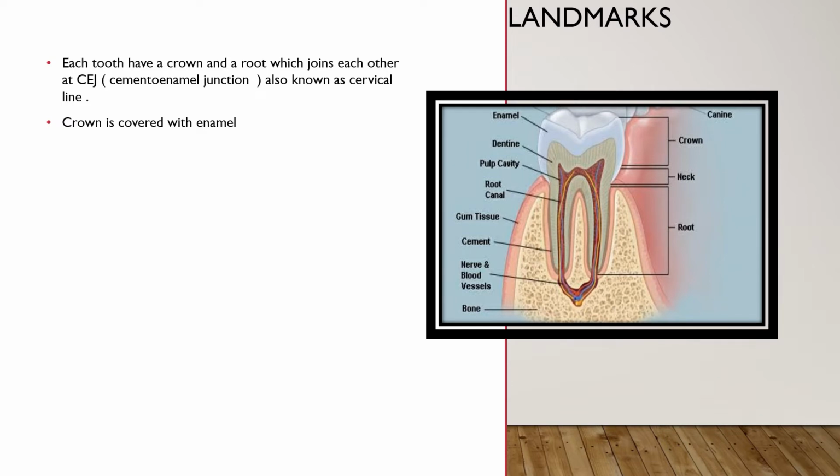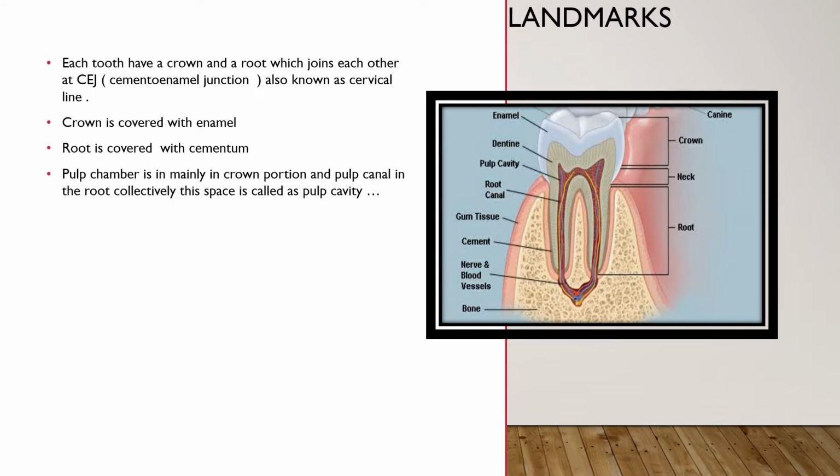Where the crown and the root meet, that junction is called the cemento-enamel junction, and also the cervical line. Now, why is this junction called the cemento-enamel junction? The crown is covered with enamel. The outermost layer of a crown is enamel, whereas the outermost covering of a root is cementum. So the junction where the root and crown meet is where the outermost covering of the root, that is cementum, and the outermost covering of the crown, that is enamel, are meeting. So that's why this is called the cemento-enamel junction.